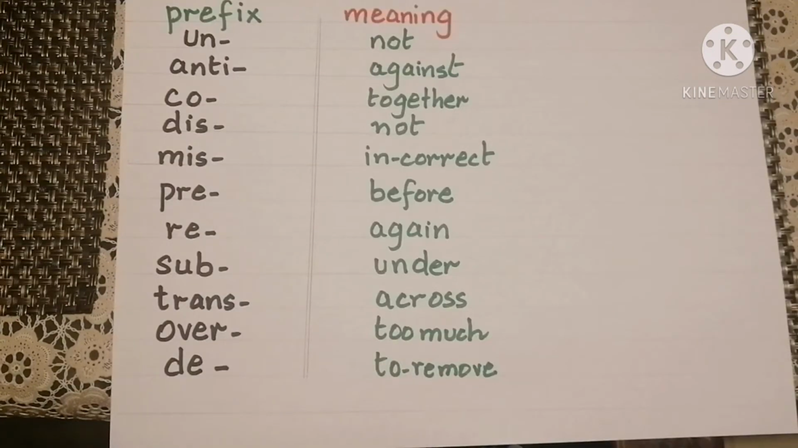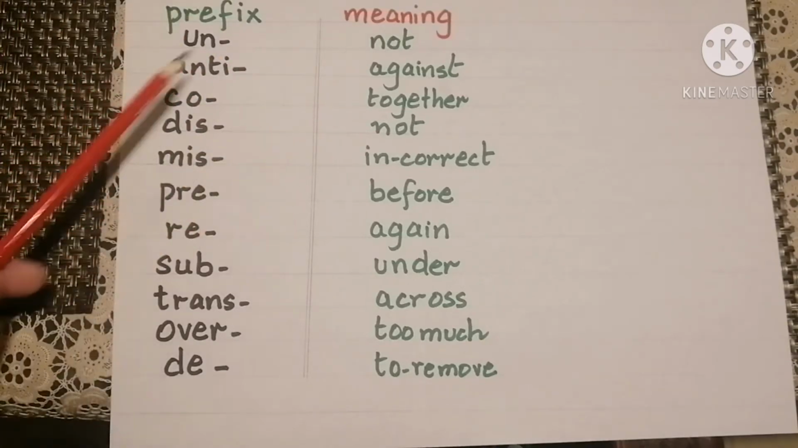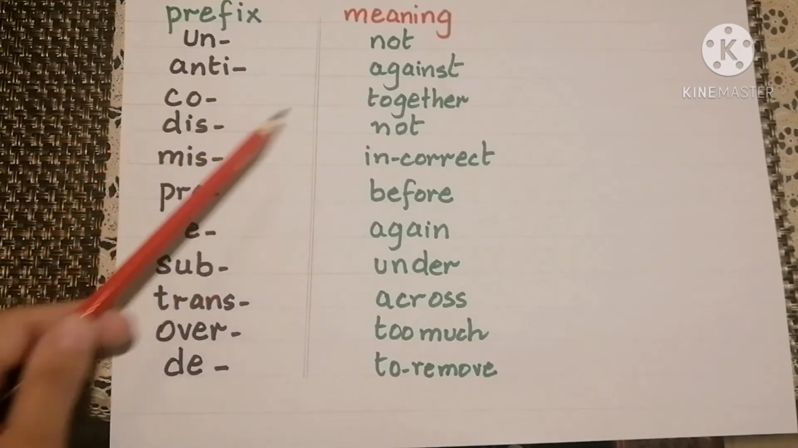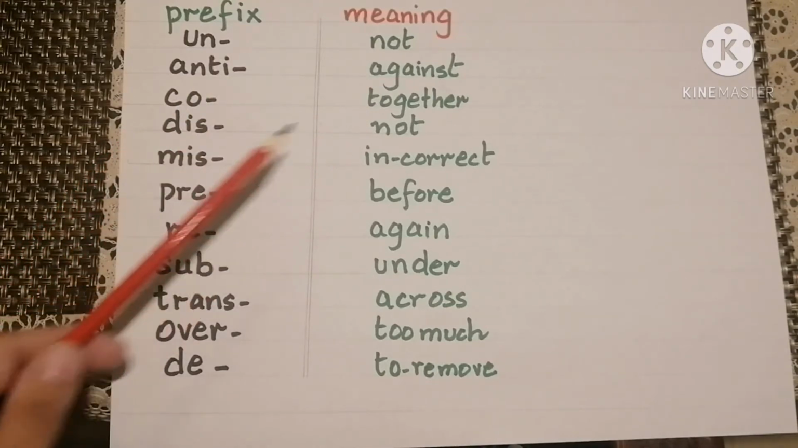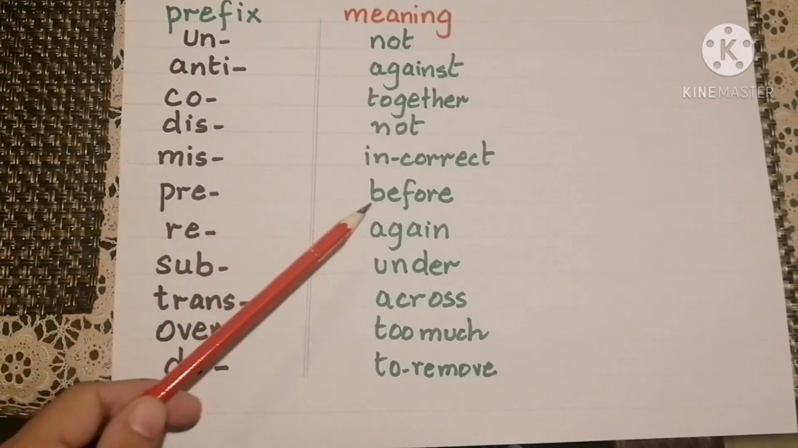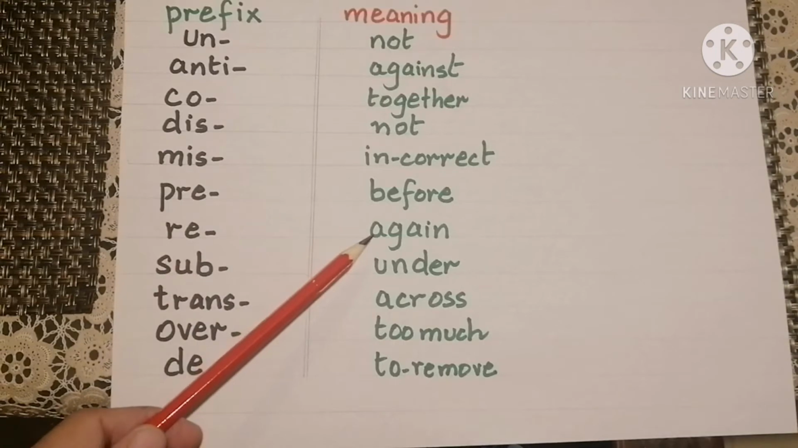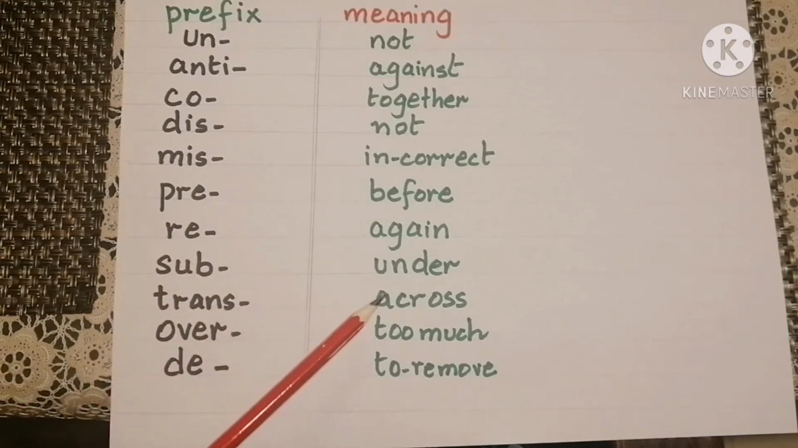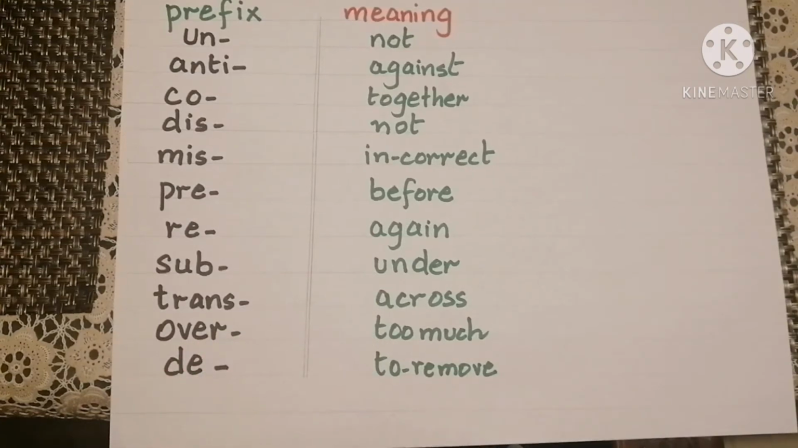We have different prefixes and we have different meanings. Prefix un means not, anti means against, co means together, dis means not, mis means incorrect, pre means before, re means again, sub means under, trans means across, over means too much, and de means to remove.